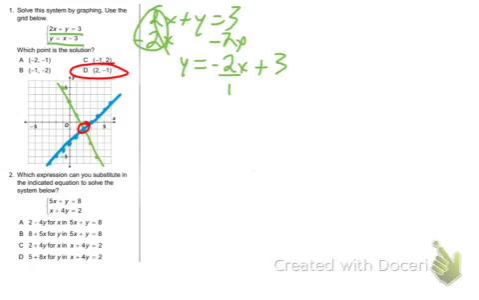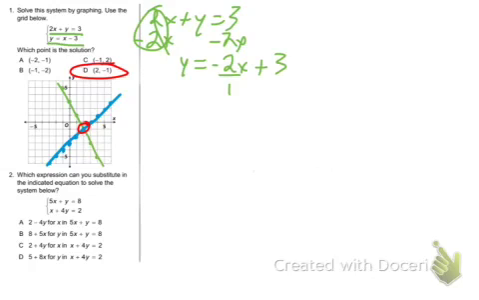2. Which expression can you substitute in the indicated equation to solve the system below? Okay. So 2 minus 4y, we can substitute for x in the top one. Okay, well, this is kind of confusing, so let's just get them by themselves.